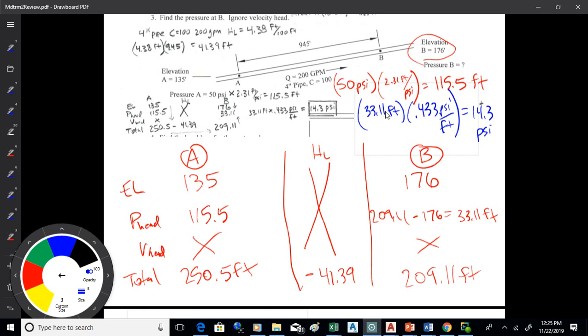So do we got any questions on that one? Okay. So that's one of those chart problems. I'm sure you'll see something like that. So just get that one kind of worked out.